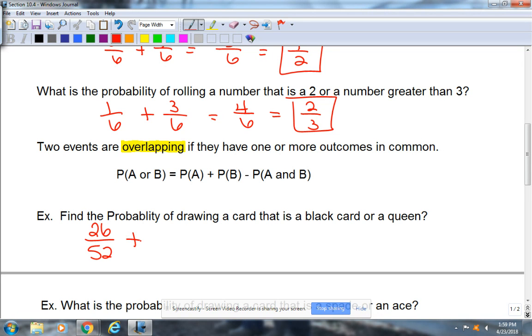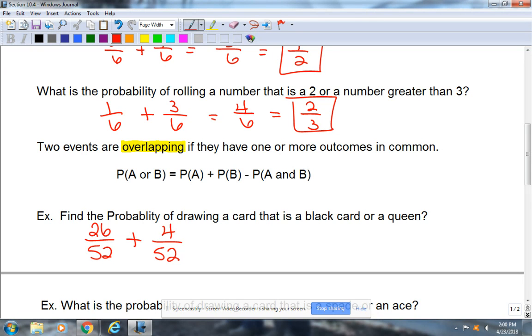Plus, what's the probability that there's a queen in a deck? 4 out of what? 52. 4 out of 52. So there's 4 queens, right? But are there any queens that are also black? Yes. How many? 2 of them. So I have counted the probability of getting a black queen twice, right? Because it's included right here and it's included right here.